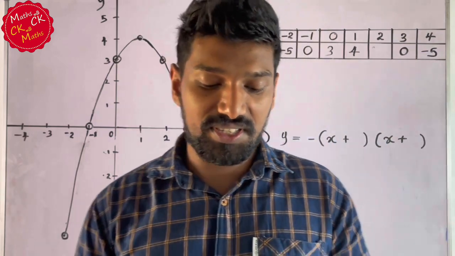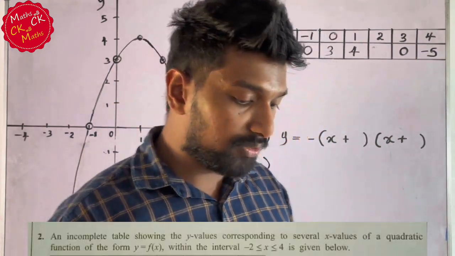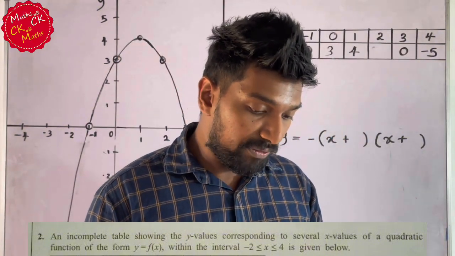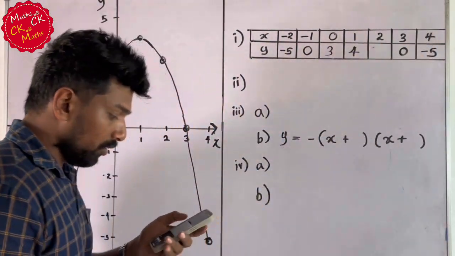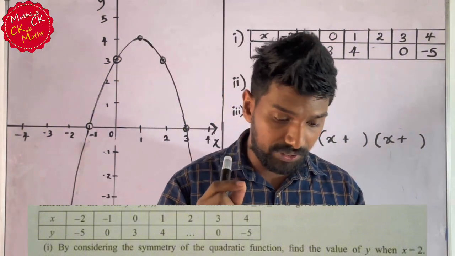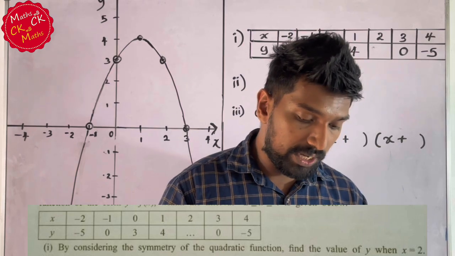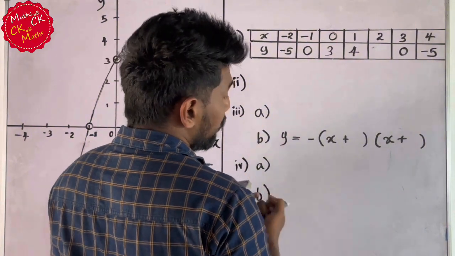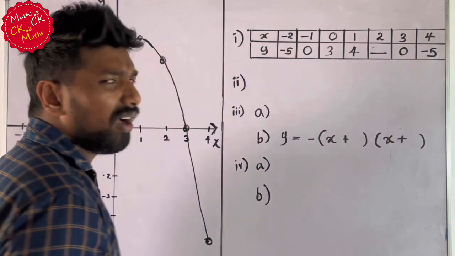We discussed the question on the graph: an incomplete table showing the y values corresponding to several x values of a quadratic function of the form y equals f(x) within the interval -2 to +4. So question number 1, Roman number 1: by considering the symmetry of the quadratic function, find the value of y when x equals a given value. You have to find the y value.